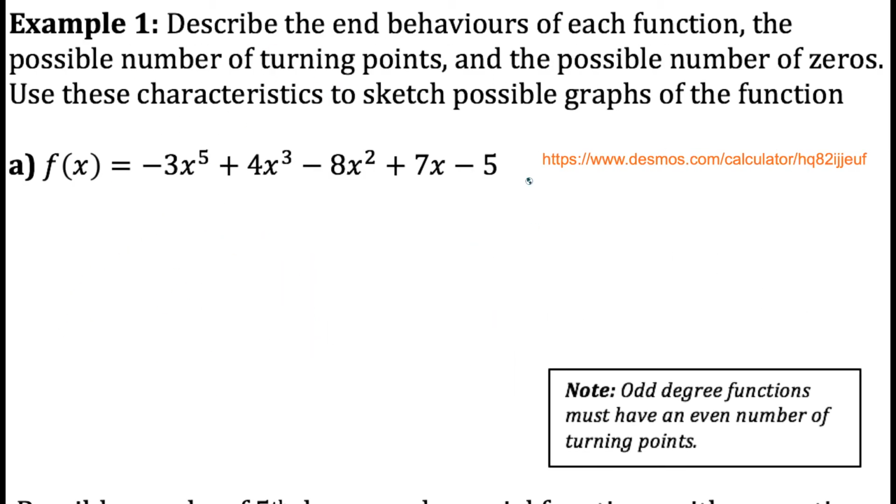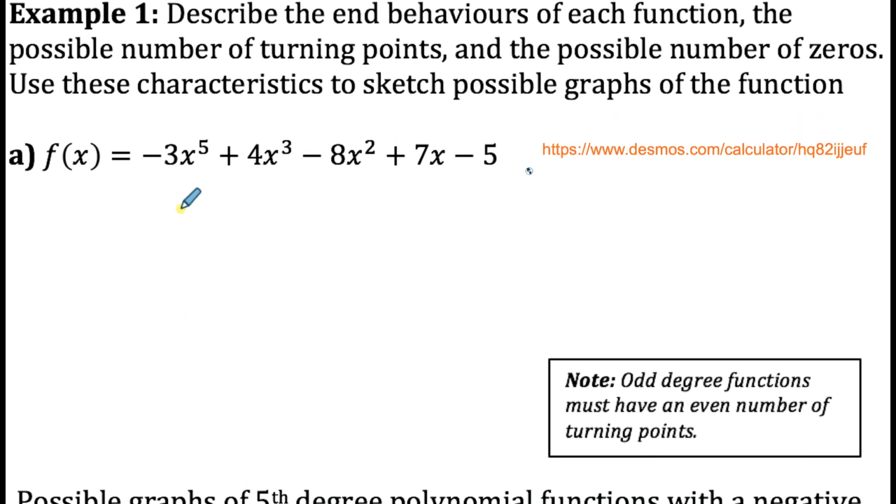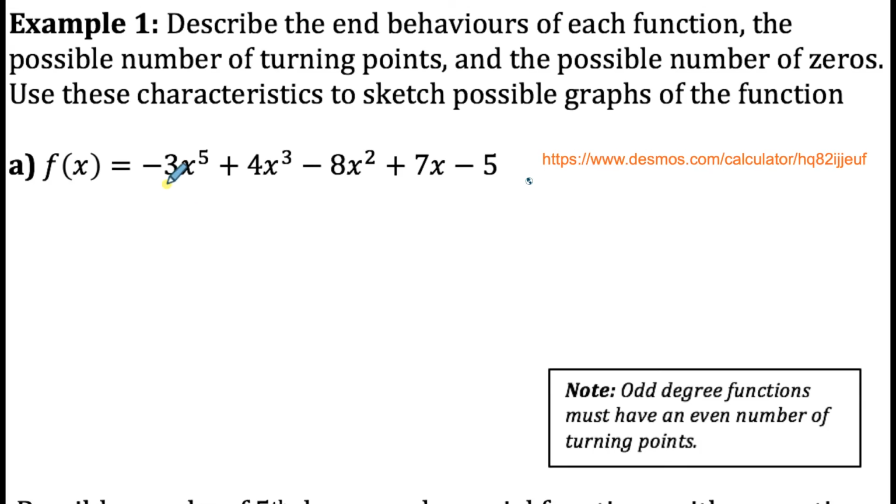Okay, let's actually do a couple examples here. Example 1: describe the end behaviors of each function, the possible number of turning points, and the possible number of zeros. Now, we're not going to comment on how many they have. We wouldn't be able to know that when it's in standard form like this. We would have to get it into factored form, which we'll learn to do later in the unit and next unit as well. But right now, we just want to talk about how many x-intercepts or turning points it could have. And we'll use these characteristics to sketch a possible graph. Actually, I've given you the sketches of the possible graphs, but I just want you to be able to look at the equation and have an idea about how many x-intercepts and turning points it could have.